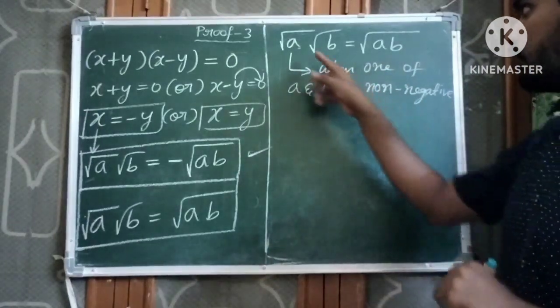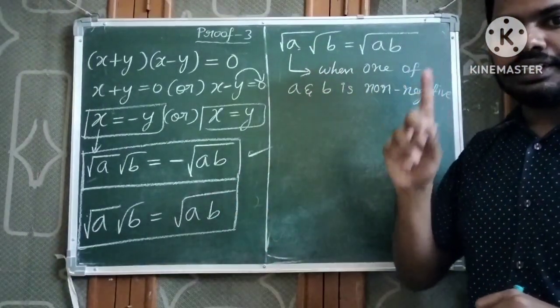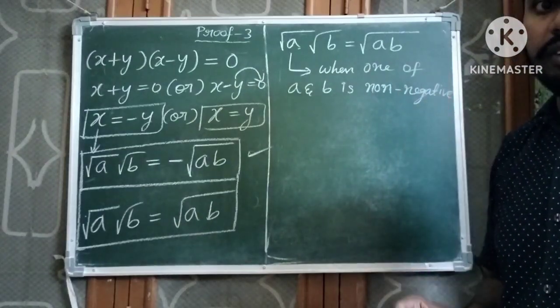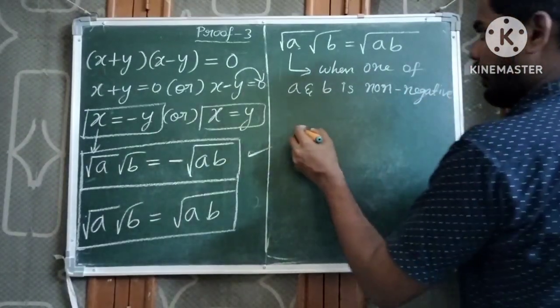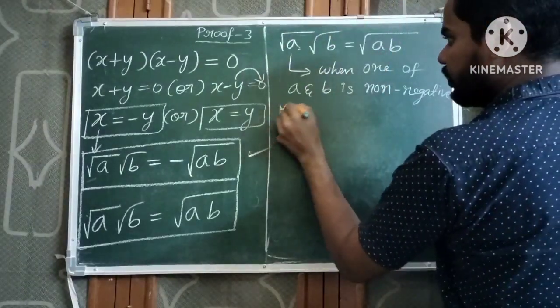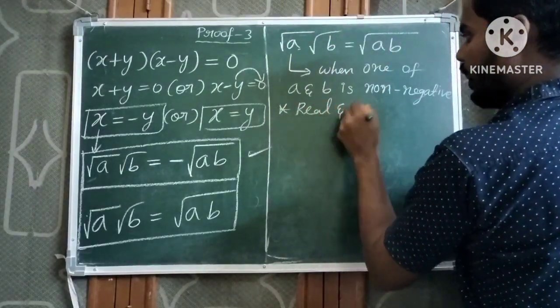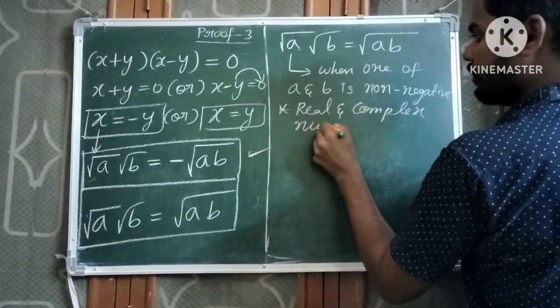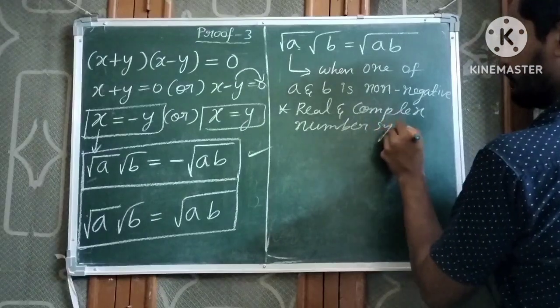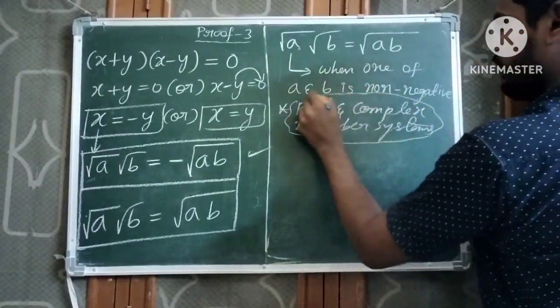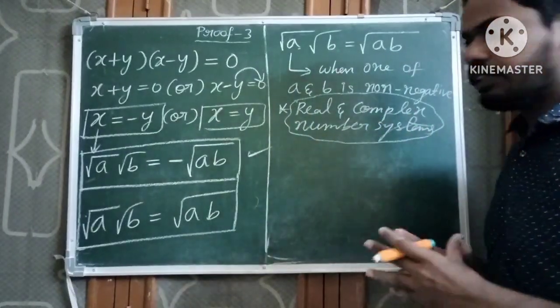So of a and b, at least one should be non-negative; both should not be negative. And remember, this formula is valid for real and complex number systems. So we can use this formula in case of real and complex number systems.